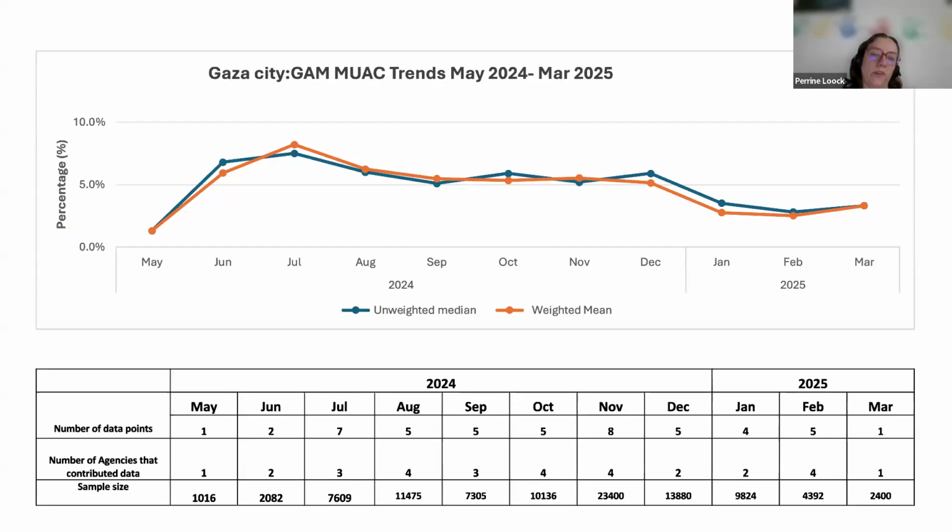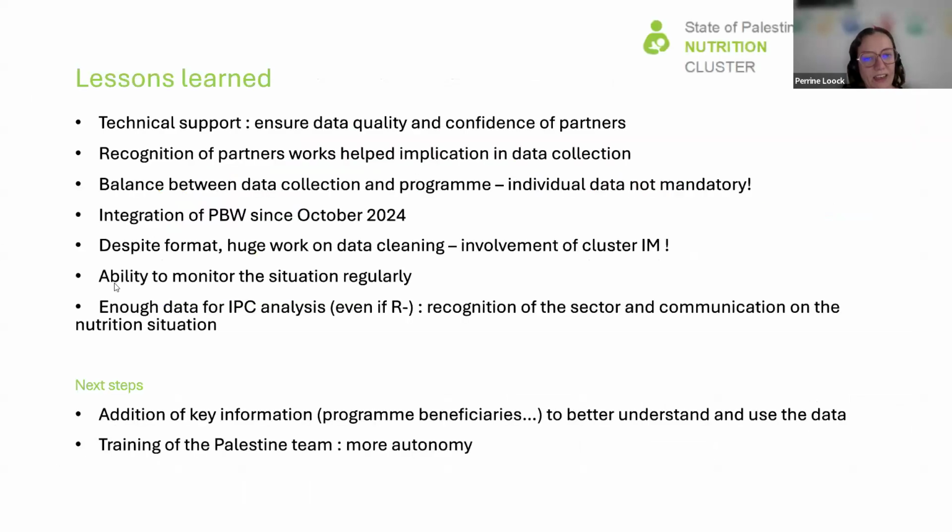And so with that, since last year we were able to calculate unweighted medians and weighted means of all the data, and to have a look at the change of the prevalence of GAM and the percentage throughout the year, with the different data points and the different partners, and to inform the situation, being able to show when the situation deteriorates due to changes in the context. Next and last slide from our side.